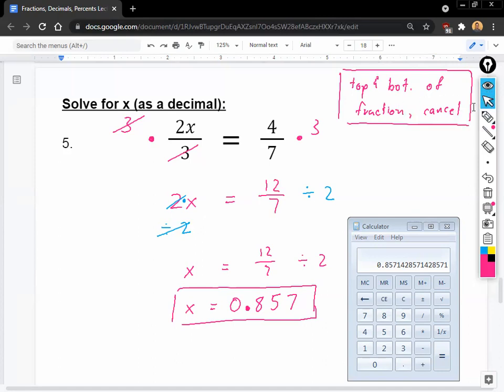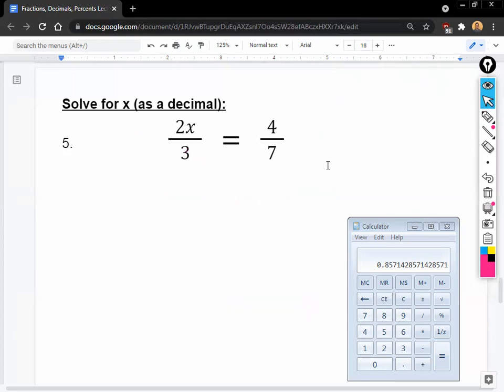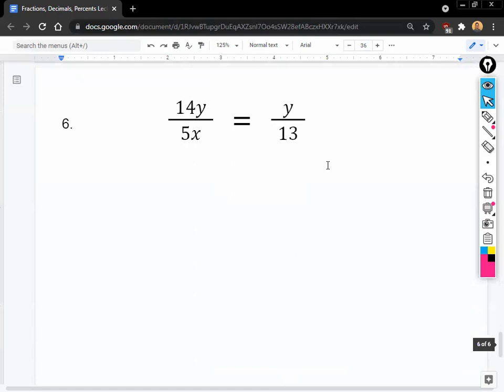Easy peasy? Okay, so I'm going to give you one that's a little bit trickier, and this will be the last one that we do today. Here you're going to be solving for x again, and this is going to be the last one that we do together.